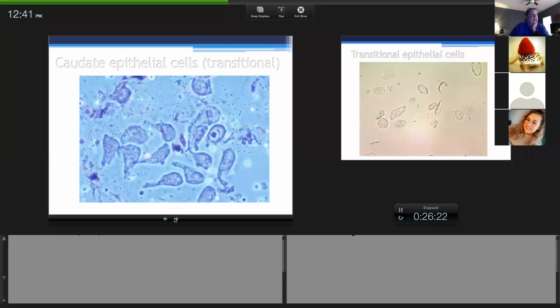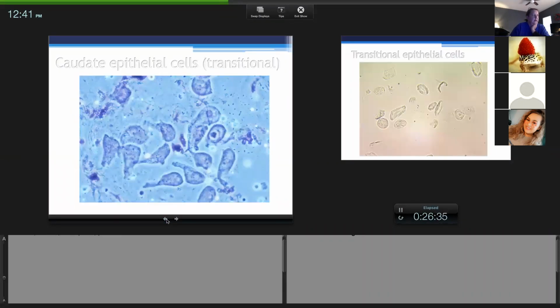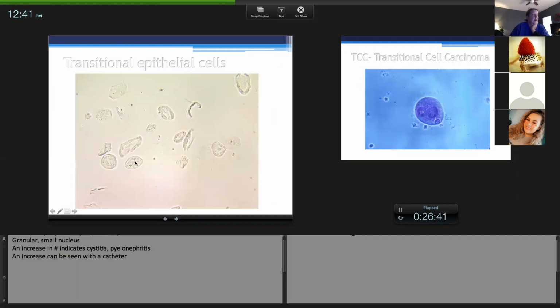Now this is a transitional cell. This is found in the bladder. So this should be from a urine. Let's look at a better one, here it is. Now this is a urine that is not stained versus a stained urine with SETI stain. So you can see the difference. But look at how they're different because they're transitioning. Transitional epithelial cells.